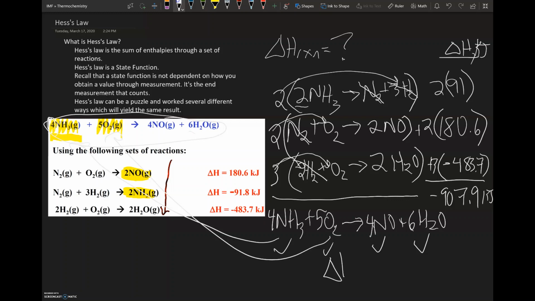So that means the delta H for this reaction is equal to negative 907.9 kilojoules. So what's the negative sign mean again? The negative sign tells you that the reaction is exothermic and it's losing that much energy overall.